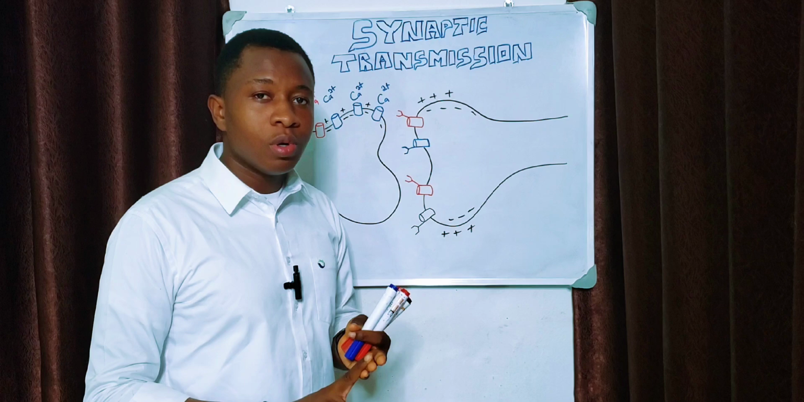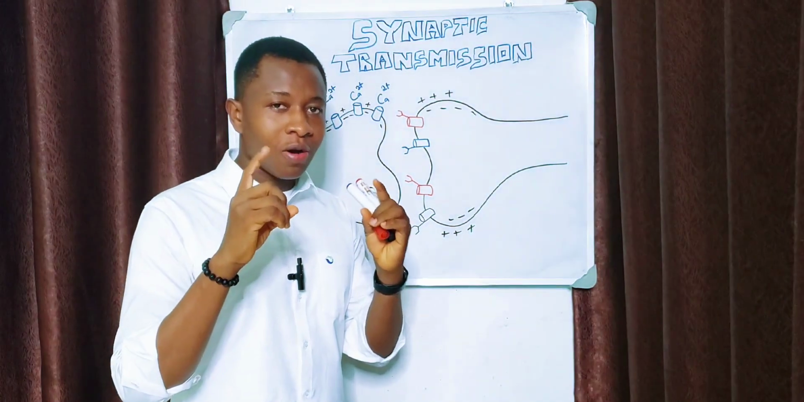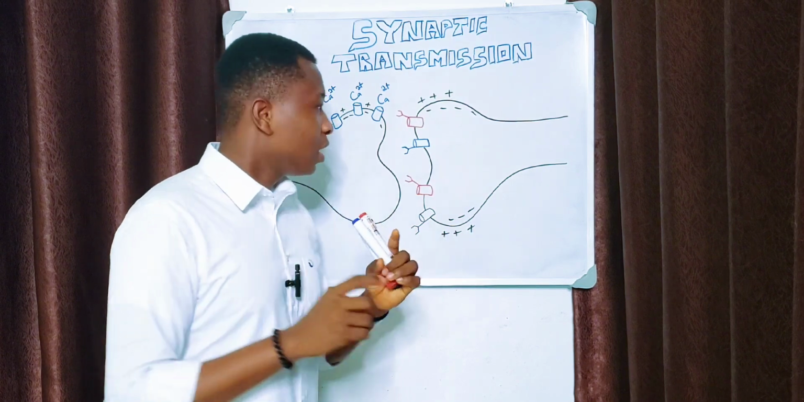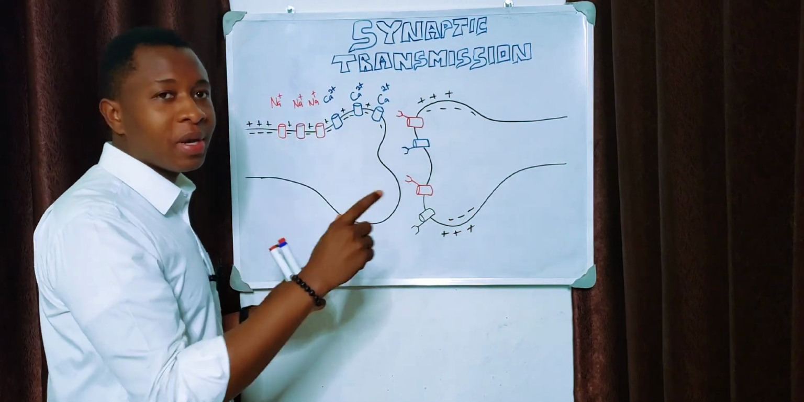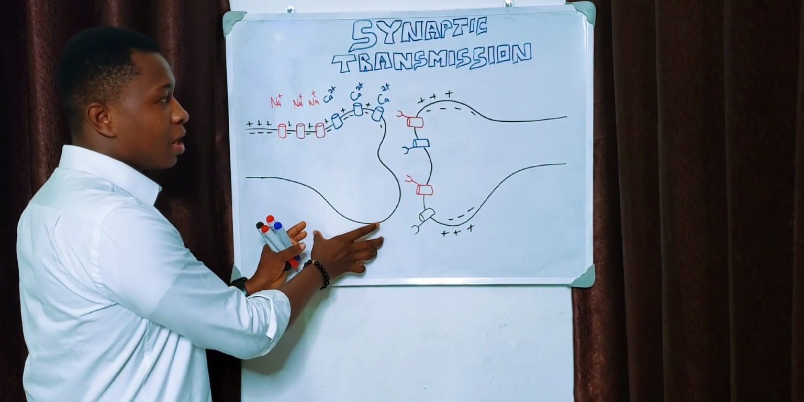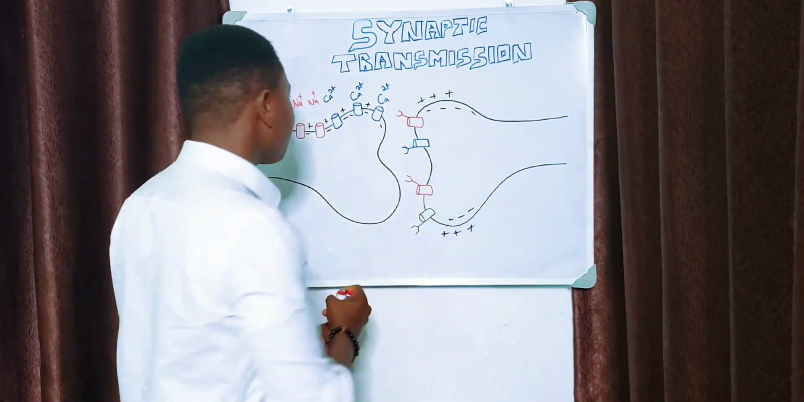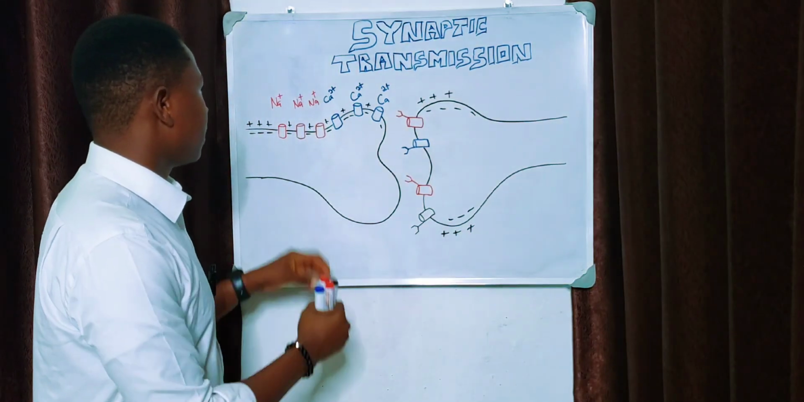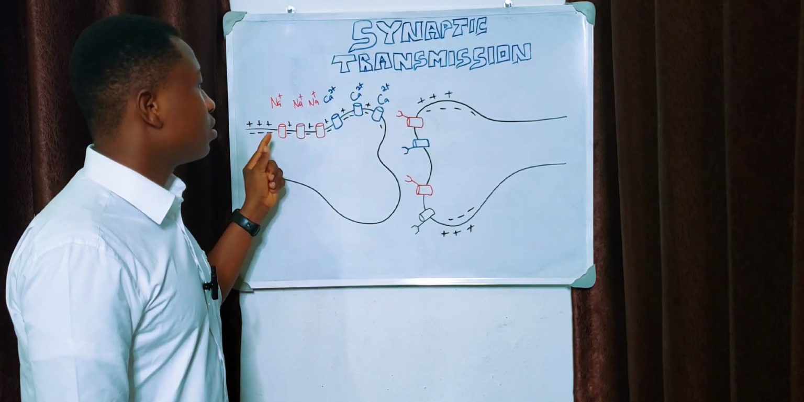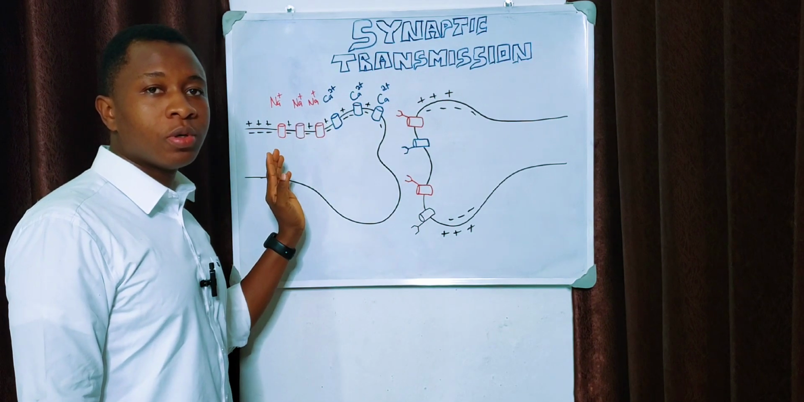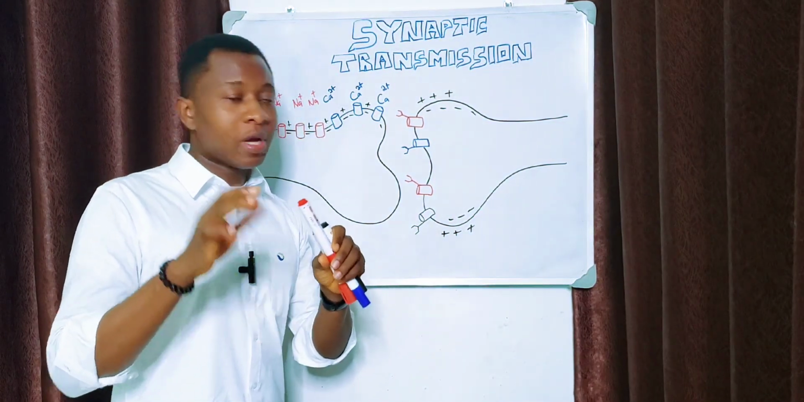Firstly, when an action potential is generated at the hillock of the axon, it travels down the axon until it gets to the axon terminal. This diagram represents the axon terminal, and this represents the dendrite of another neuron. As the action potential travels, the voltage gated sodium channels open up. I did a video on action potential, you can go and check that out.